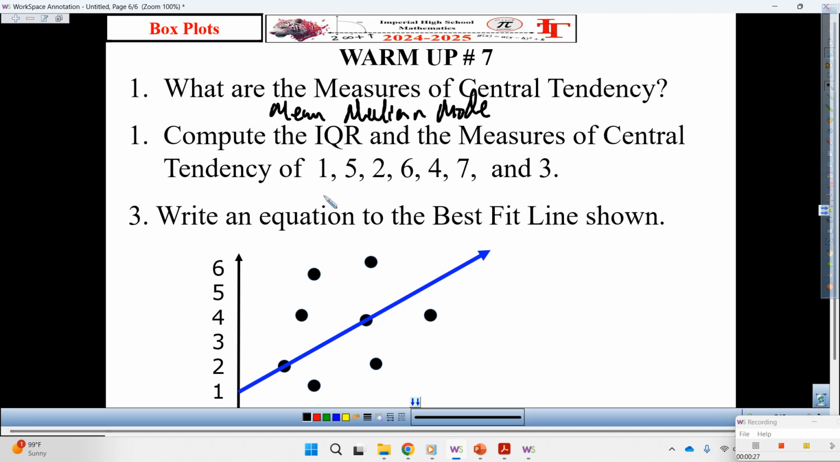First, in ascending order, we got 1, 2, 3, 4, 5, 6, and 7. So I need the mean, the median, and the mode. All right, what did you get for the mean? Share with your neighbor, and then Gianni's going to pass it to someone.